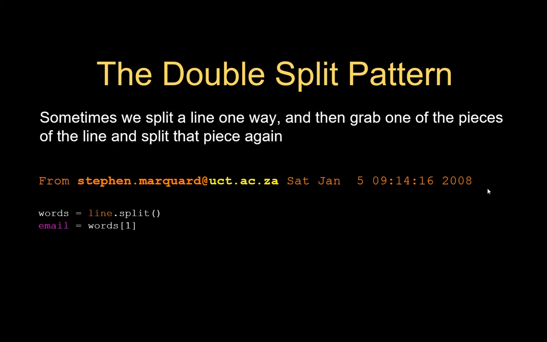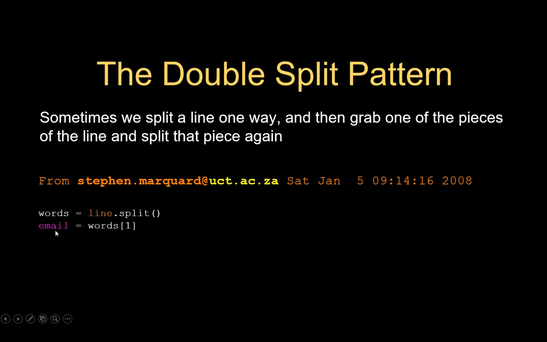We're going to use double split. In this case, we're going to split this line. This is going to give us 1, 2, 3, 4, 5, 6, 7, a list with 7 values. And we're going to take the position 1 value. So this is going to be 0, and this is going to be 1. So this is the email portion of the line, and we assign it to the variable email.